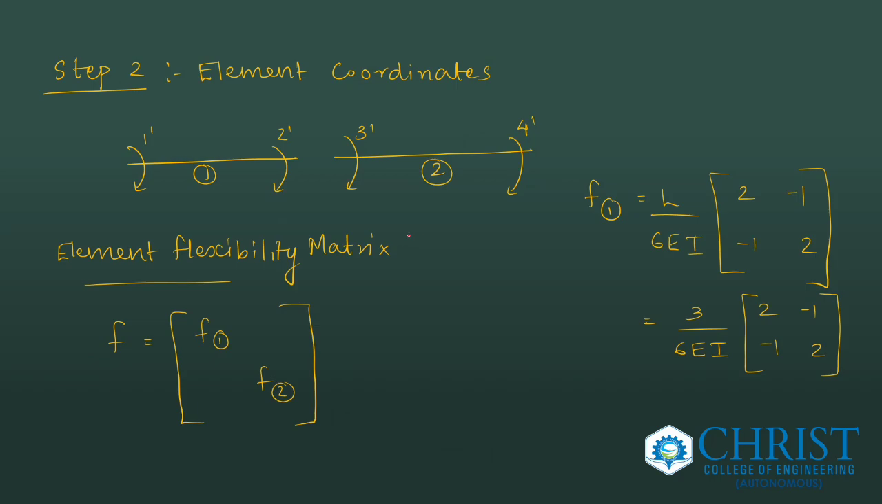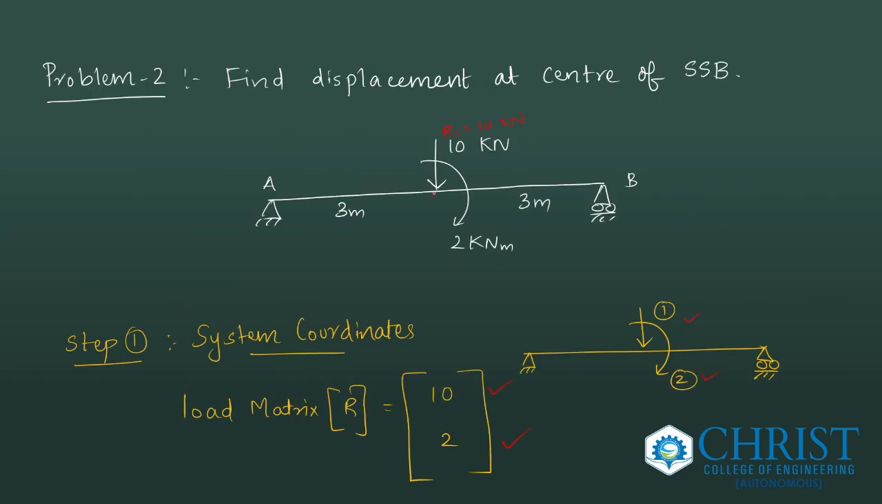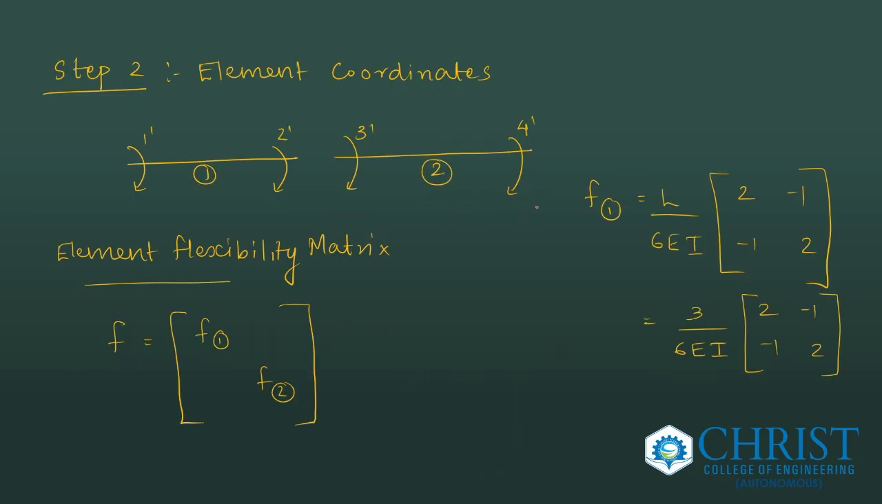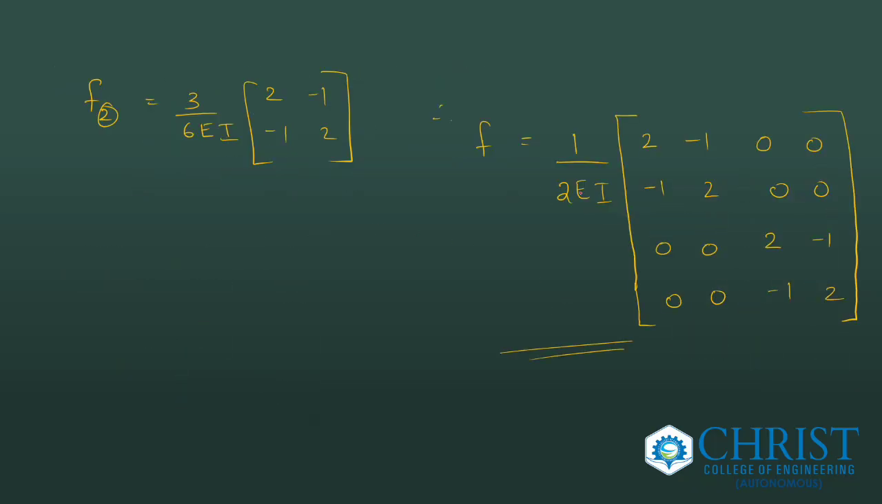Second step is element coordinates. Since we have to find the deflection of the center point, we split it into this one and this one. We consider it as two elements, and each element will have two element coordinates, hence total four element coordinates. Element flexibility matrix, combined flexibility matrix F1 and F2. L by 6EI, length is same, hence we take it commonly outside, we'll get 1 by 2EI times 2, -1, -1, 2, 0 0 0 0 0 0, 2, -1, -1, 2.